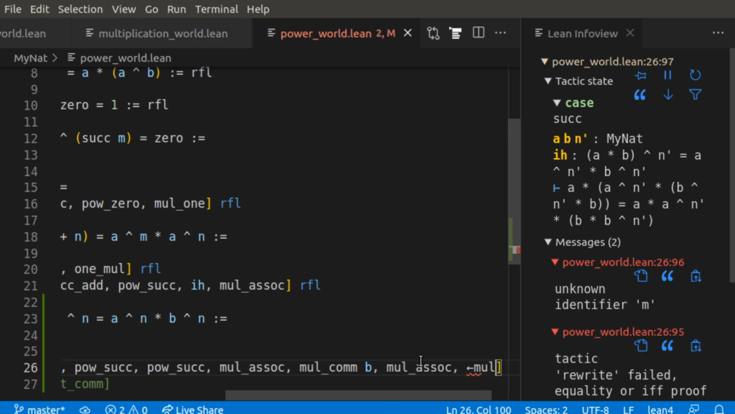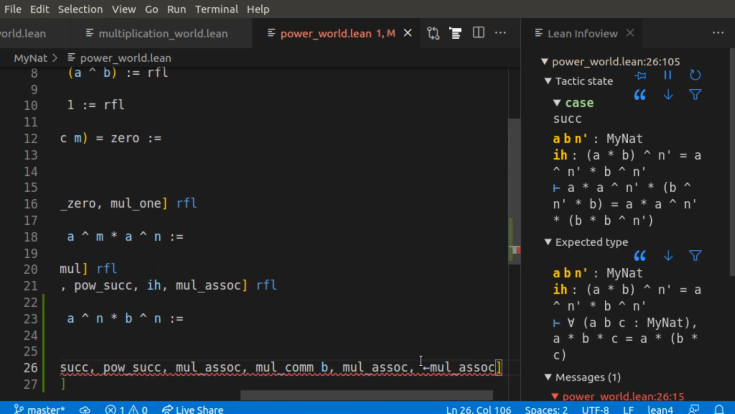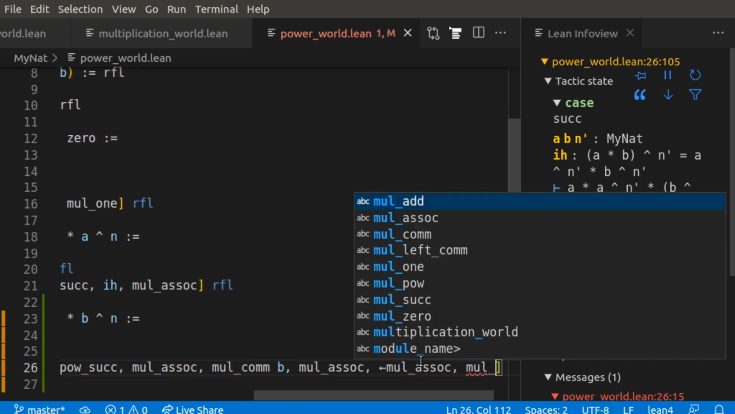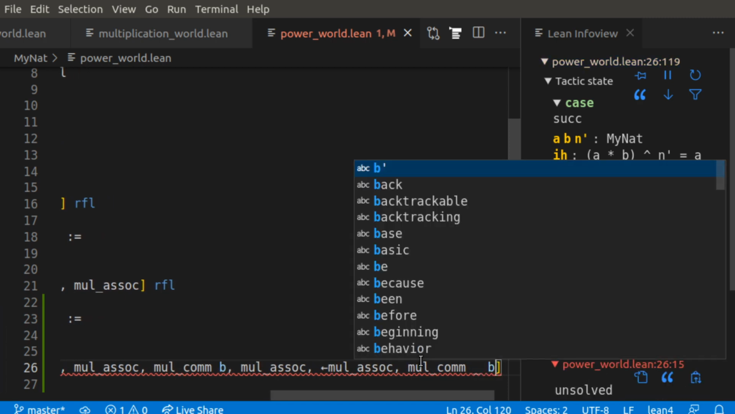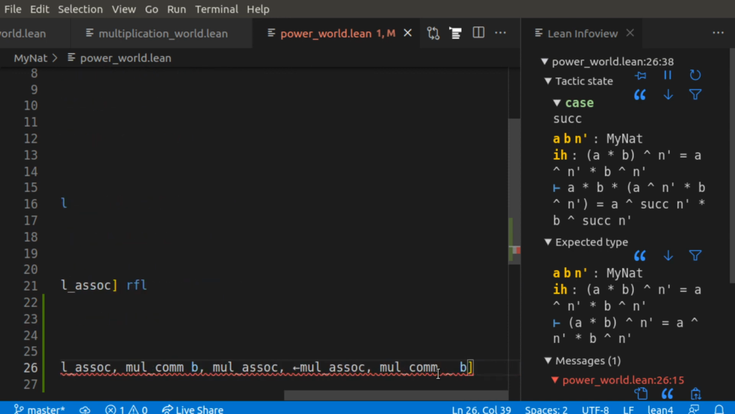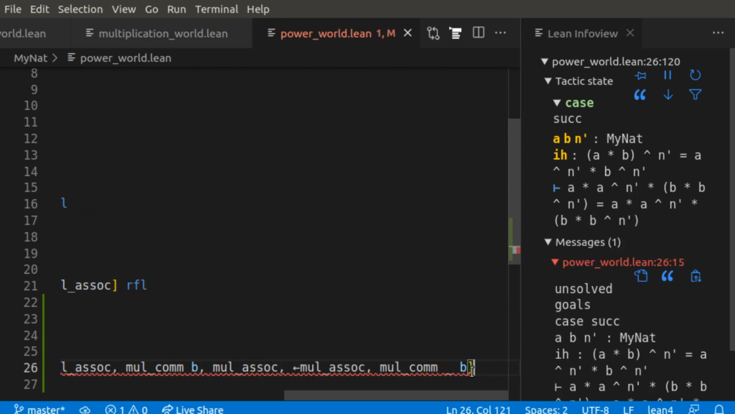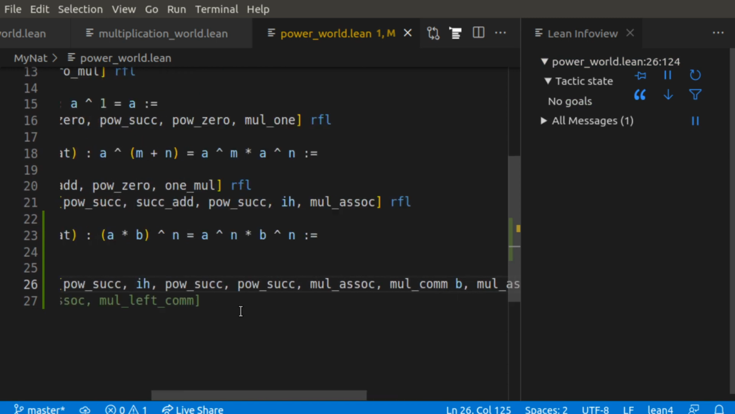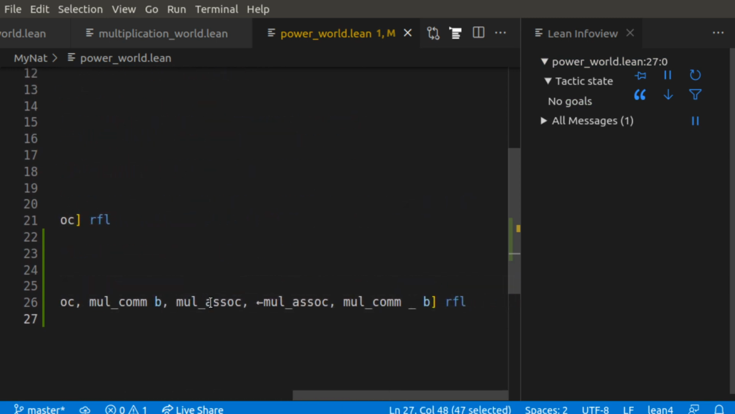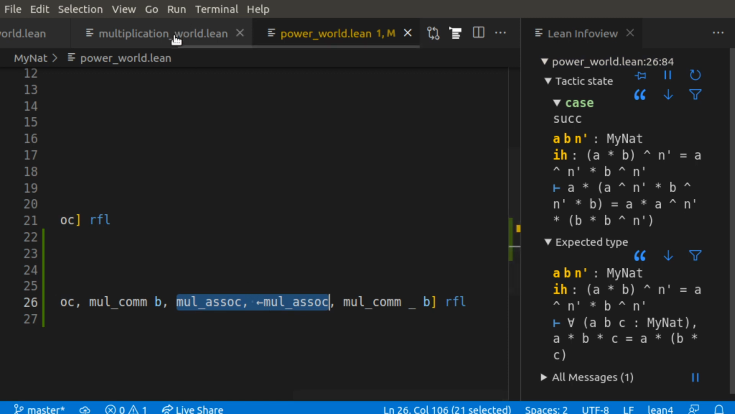Now we can do reverse mul_assoc. We're so close. Oh, is that it? Okay, now we want to swap b to the power of n times b, so mul_comm b. Are those equal now? Yes. Beautiful. Okay, I guess we didn't need to use mul_left_comm, but I think I kind of redid mul_comm maybe by some of this ordering.